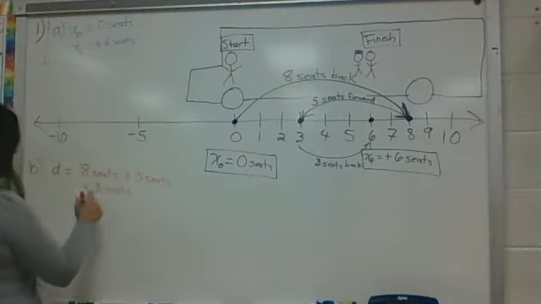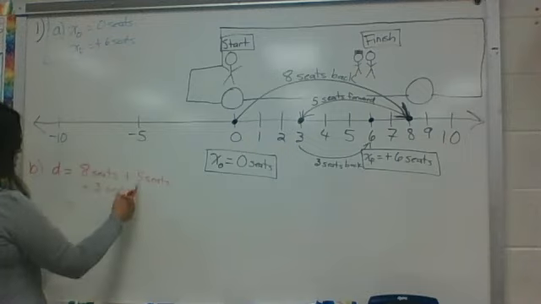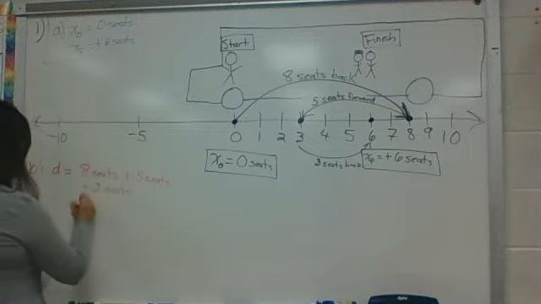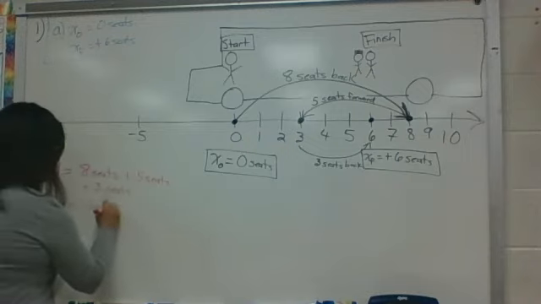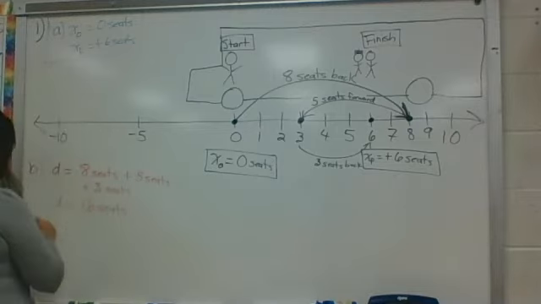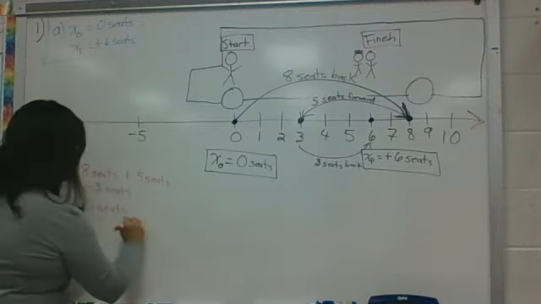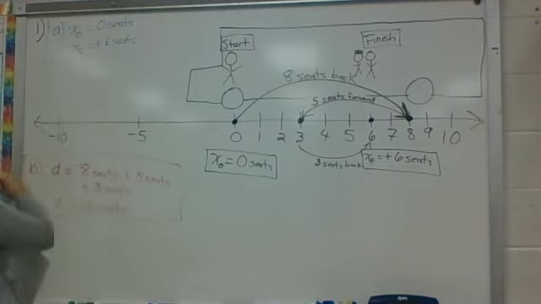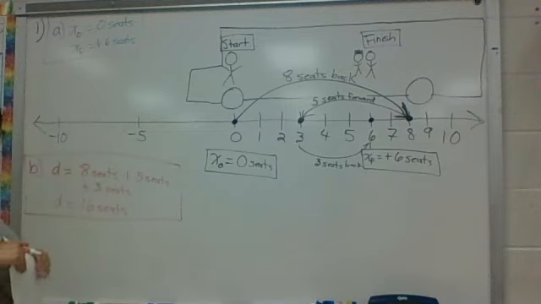So 8 plus 5 plus 3 is equal to, let's see, 5 plus 3 is 8, 8 plus 8 is 16. So he moved a total of 16 seats. And again, we want to box off that answer or just make it really obvious that that was the final answer. So he moved a total of 16 seats.